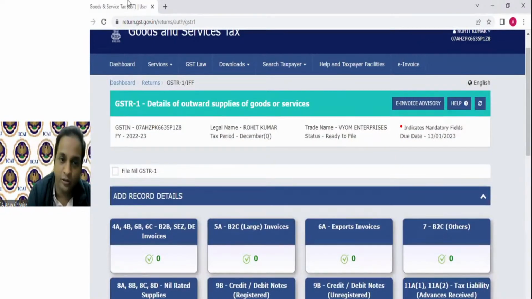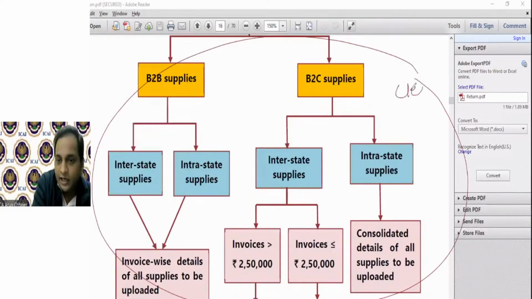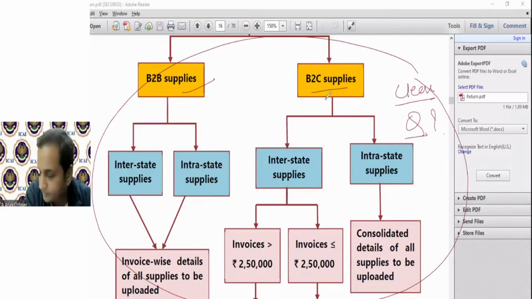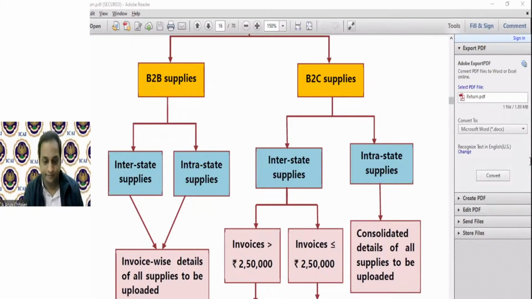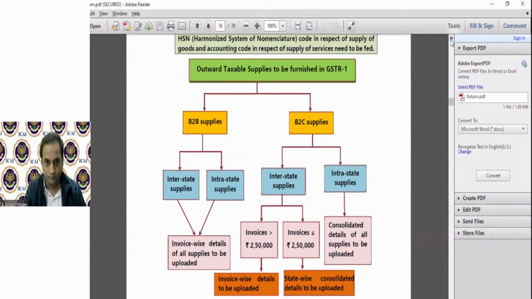Now moving to the notes once again. Read this once and confirm whether it is clear or whether there is any question. B2B, B2C. Kindly read and then confirm that it is clear or not clear. Is it clear or not? Kindly confirm.